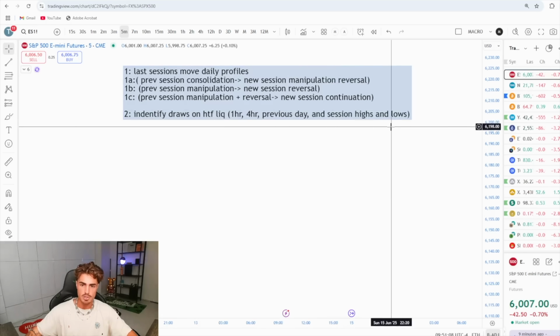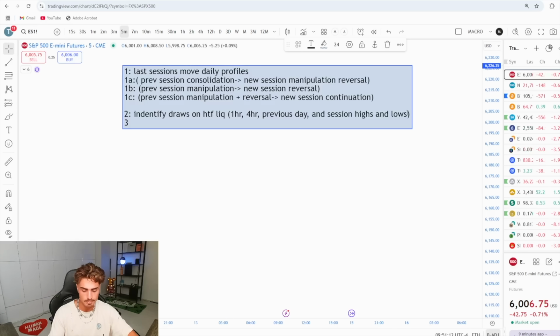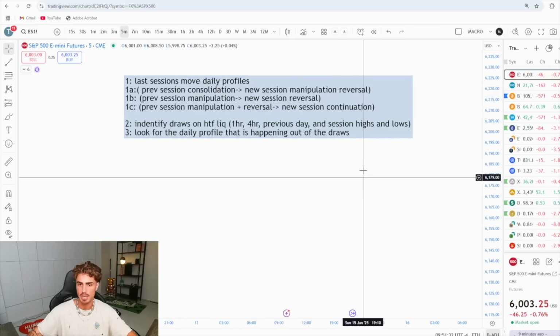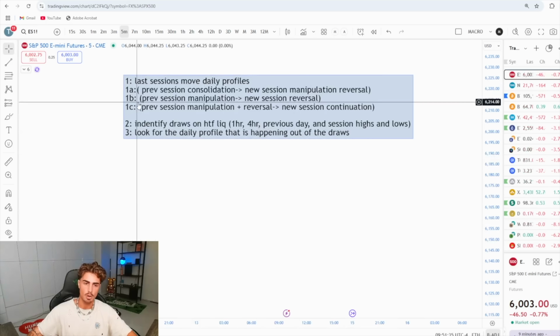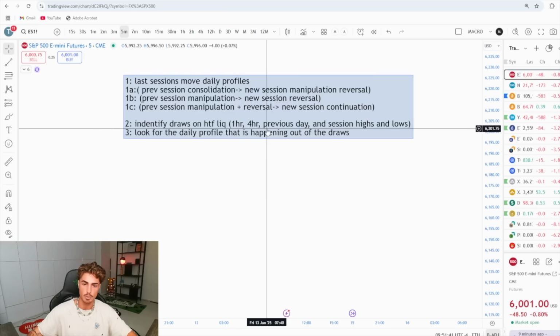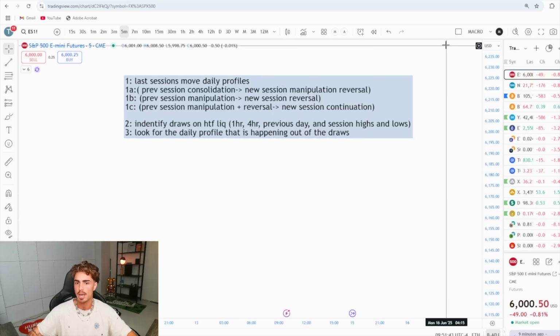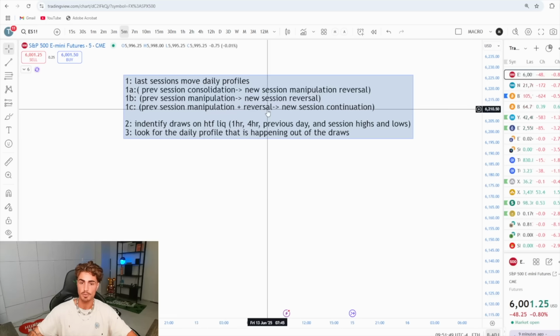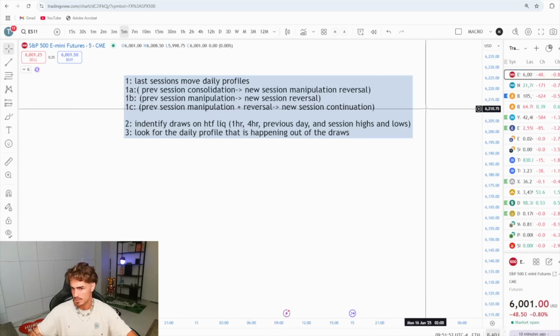So once we've identified those draws on liquidity, we are going to look for the daily profile that is happening out of those draws, okay? So we know what our daily profiles are. We know that it's either going to consolidate and then the new session is going to manipulate the draw on liquidity and then reverse. It's either going to be manipulating one of these high time frame draws on liquidity already and then the new session is going to start and reverse, or it's going to manipulate the high time frame draw on liquidity, reverse, and then the new session is going to continue that trend.